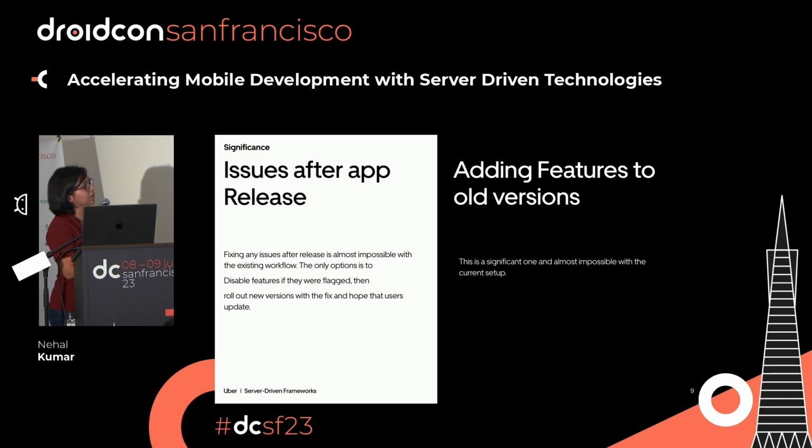The second topic is that adding features to old versions is almost impossible with the current setup. What if you figured out a very simple fix that you can do, in case of Uber, maybe to just reduce cancellations, and you want to make sure that this change is shipped off to older versions as well? And some of you might ask, why do we even need that? Because you know that a lot of users are on the older versions, and they have not really updated the app. With the current setup, it's almost impossible to send out updates to older versions.